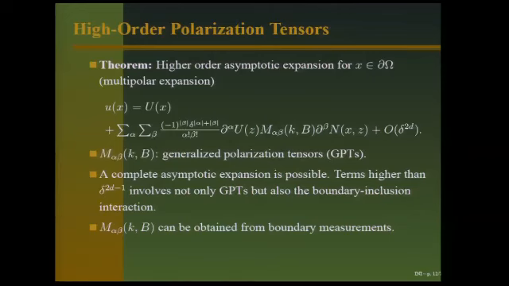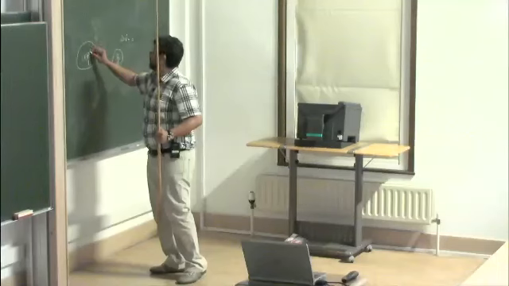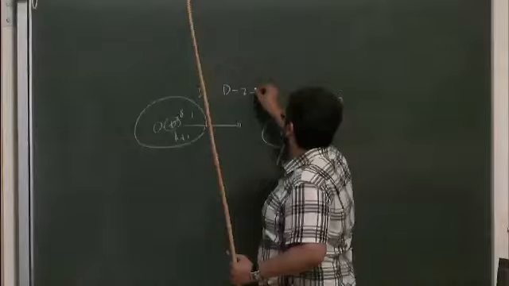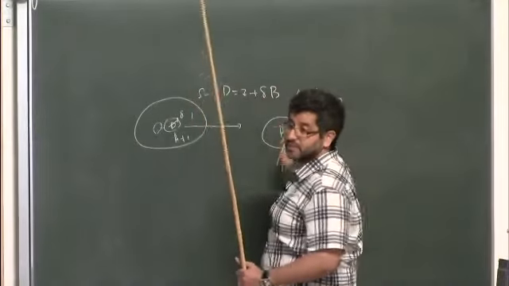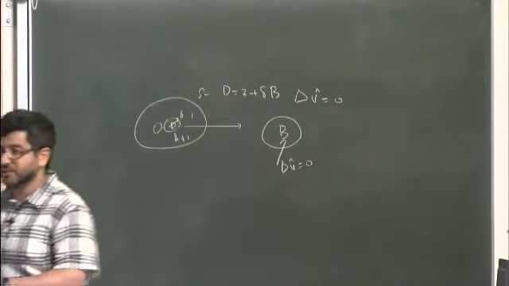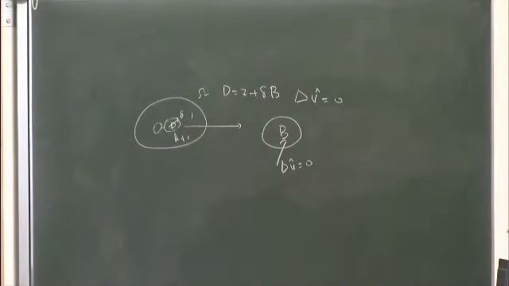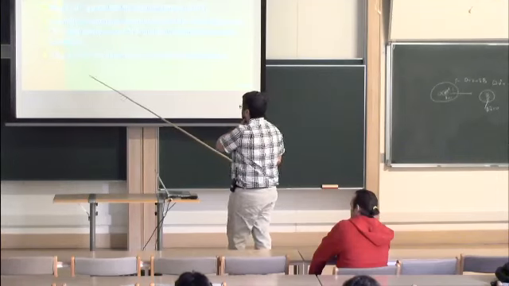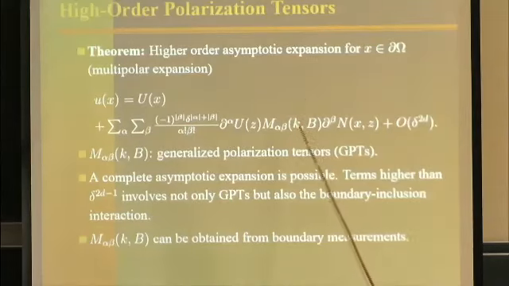Okay, now delta is the characteristic size of D. Actually, D is like D equals delta B plus z, for some domain B. It does not have to be a ball, whatever it is, but the characteristic size of B is 1. Okay. Now, what is good news is that these higher order polarization tensors can be obtained from boundary measurements.